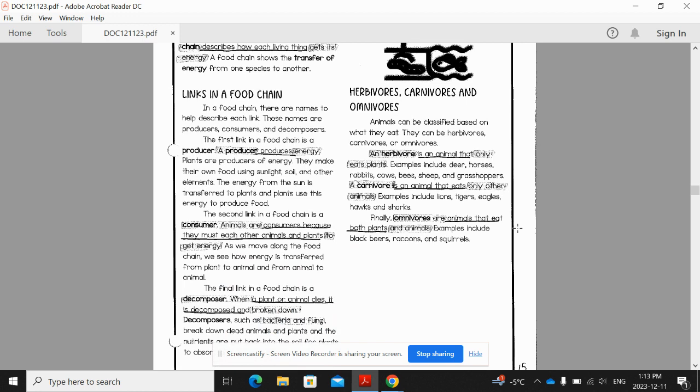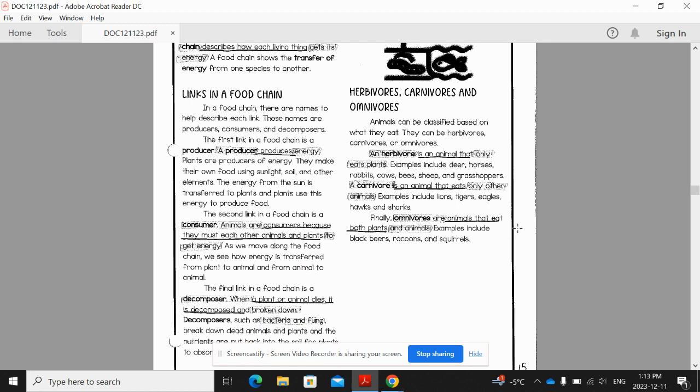The first link in a food chain is a producer. A producer produces energy. Plants are producers of energy. They make their own food using sunlight, soil, and other elements. The energy from the sun is transferred to plants, and plants use this energy to produce food.